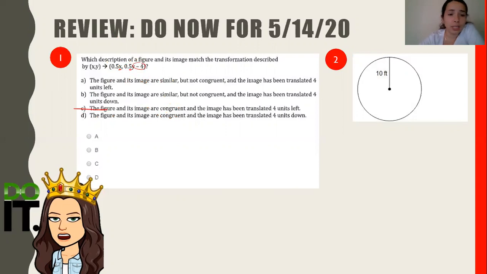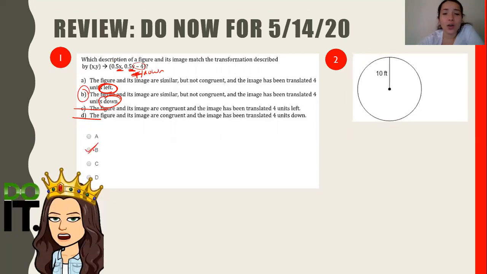So we know it's not C, we know it's not D. Now that -4, does it tell you that it's going to be 4 units to the left or 4 units down, and why? Down. Okay. So it would be letter B.